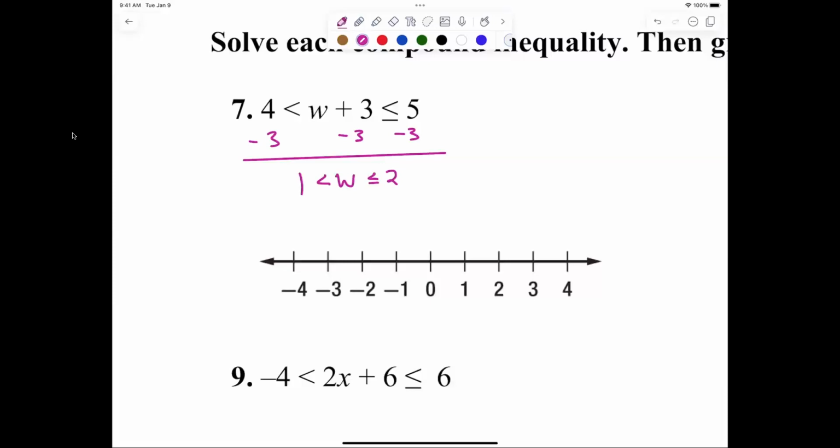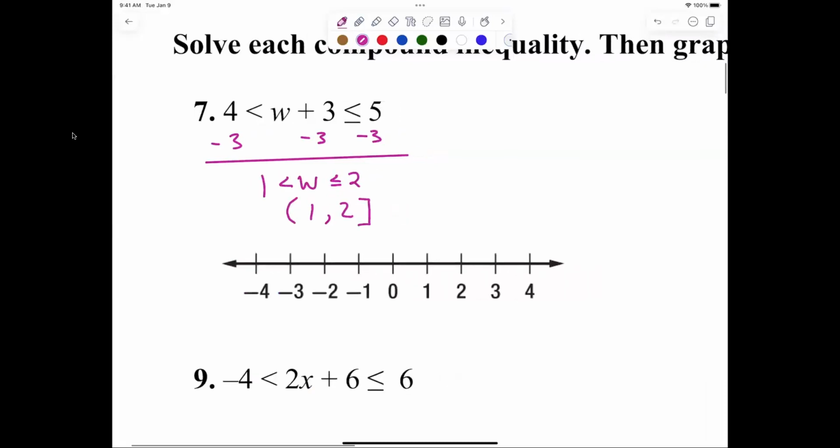So W is between 1 and 2. So we put a what? Parentheses and then a what? 1, 2 with a what? Bracket. Now your job is to speak up. Go ahead, Leah. Why does it always be in between? Yes, for and statements, you are correct. Good observation. All right.